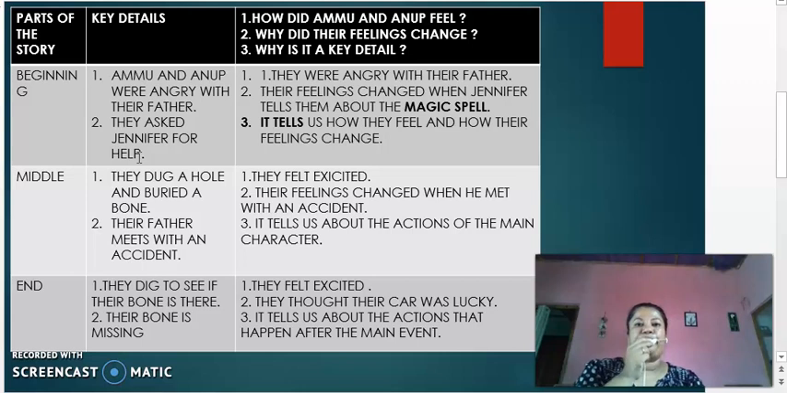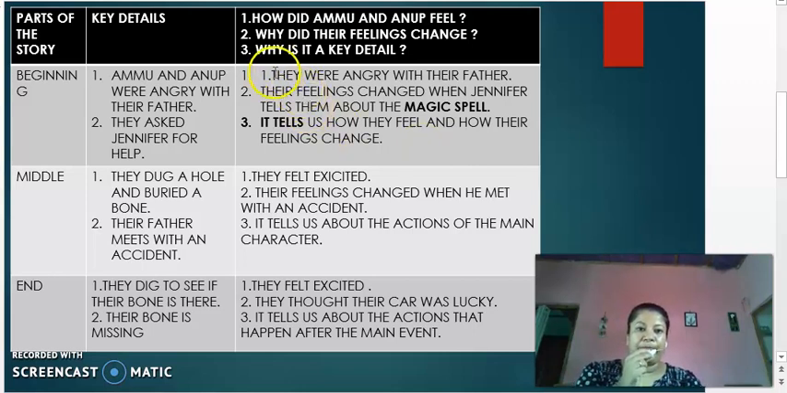help. Now how did Amu and Anup feel? We know that they were angry with their father. Why did their feelings change? Their feelings changed when Jennifer tells them about the magic spell. They feel that Jennifer knows a lot about magic, and when she tells them about the magic spell, they feel that now they would put a magic spell on the car and the father would sell the car.